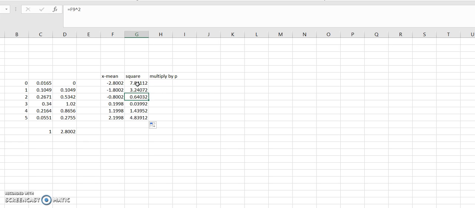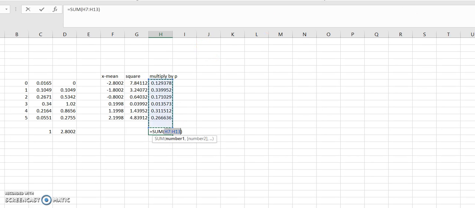So we took the square of each one. Pay attention to the formula here. Then we would multiply each squared difference of x and mean by the probability. So this would be equal to this multiplied by the probability, and you would bring that down. Then if you just add these up automatically, and finally you take the square root of this value, so that will be your standard deviation.